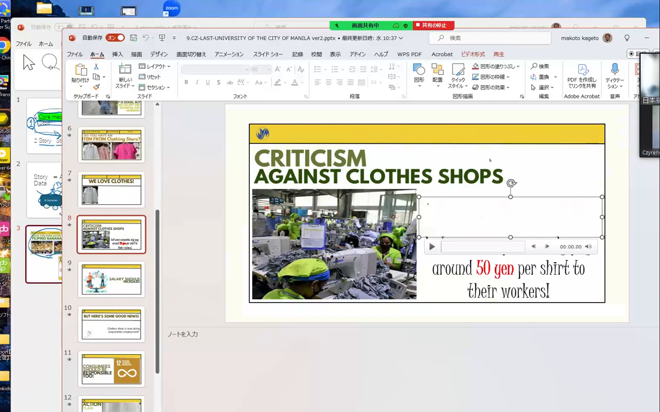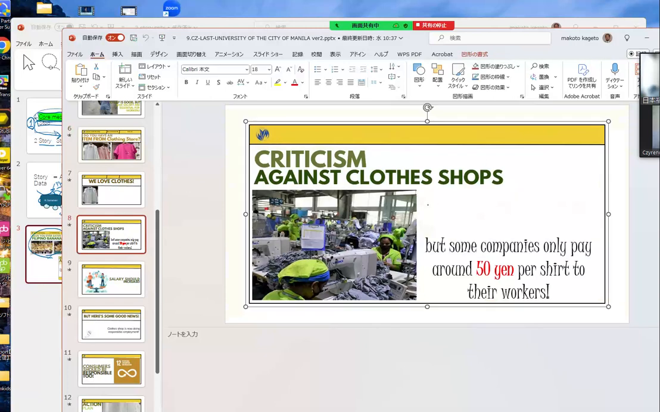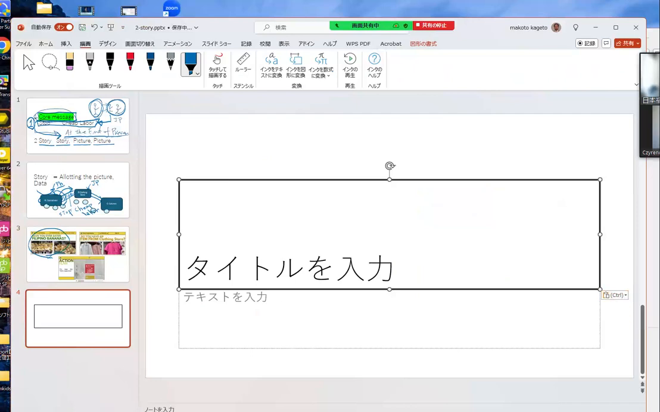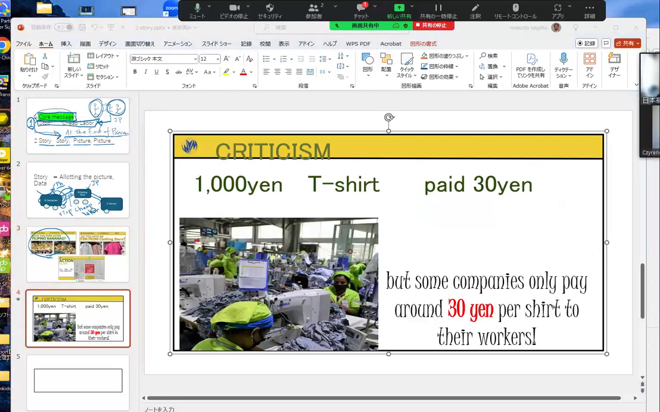Okay, and this picture is very effective. Zareen, by the way, so there are workers in developing countries like Myanmar or Bangladesh.